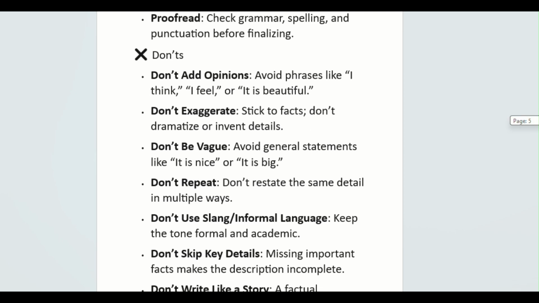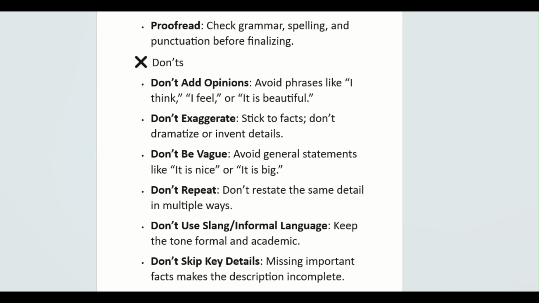Okay. Talking about the don'ts. Now these are the very important points that students usually make. Number one, don't add opinions. As I mentioned earlier, words like it is very beautiful, I feel, I think. These words make the paragraph more opinionated, at the same time add judgment, personal feelings and opinions. So please avoid these words.